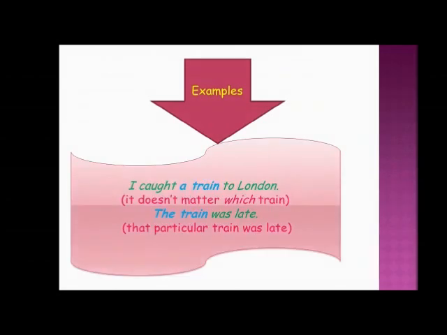Look at the examples. I caught a train to London. Here, it doesn't matter which train exactly. But in the next sentence, the train was late. That particular train was late. It means a specific train. That train was late. Don't forget.